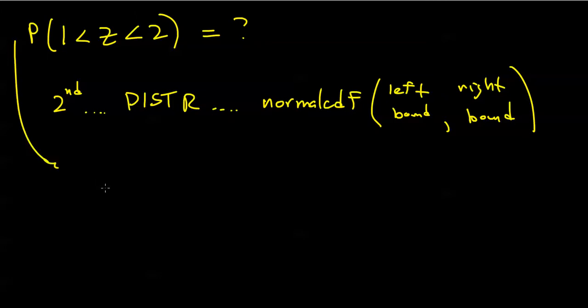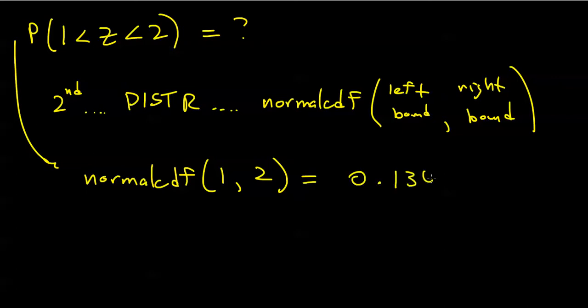So for this problem, I would call up the normal CDF command. 1 would be my left bound, 2 would be my right bound, and if I punch that out and hit enter to evaluate, I get 0.136. So a very easy way to compute standard normal probabilities without using the table in the back of the book. I'll show you how to use the table in a face-to-face class, maybe run through 1 or 2 examples of that, but for the most part we're going to be using the calculator to grind out probabilities of this type. Okay?